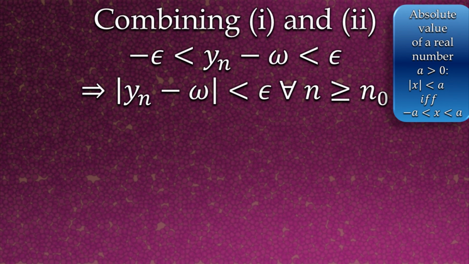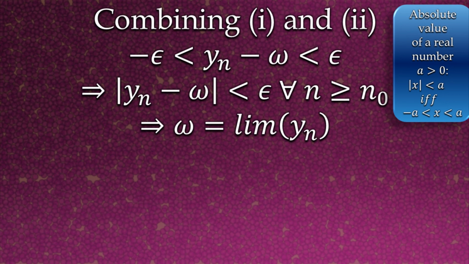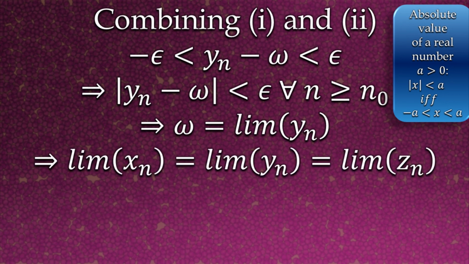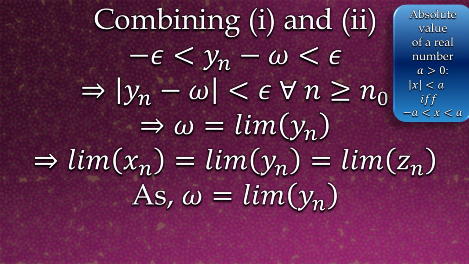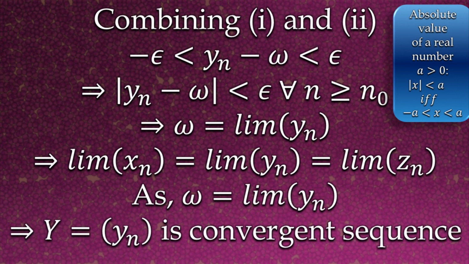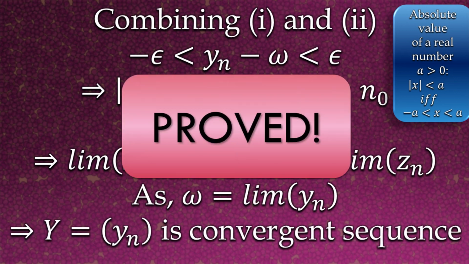Wow, we have reached the end now. So this implies that omega is the limit of yn, and this implies that the limit of yn is equal to the limit of xn and to the limit of zn. And as omega is the limit of yn, this proves that yn is a convergent sequence. So that's all that we need to prove. So we have finally proved both of the conditions, and I think that's it.